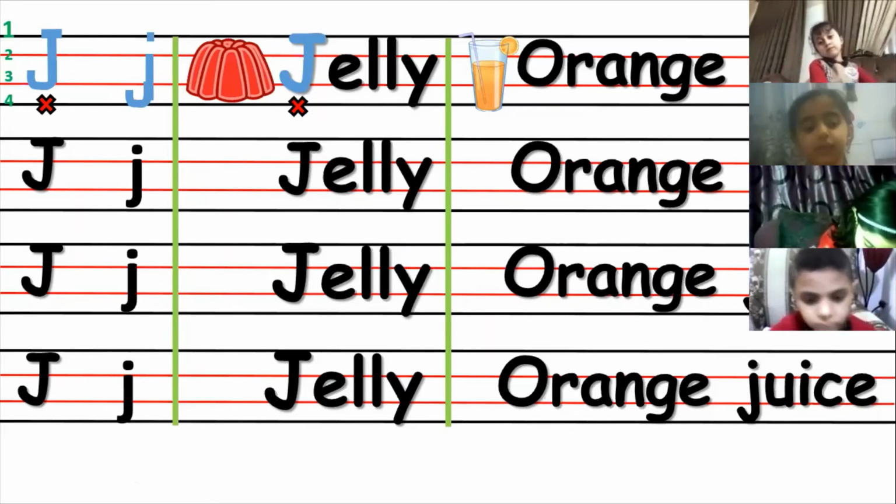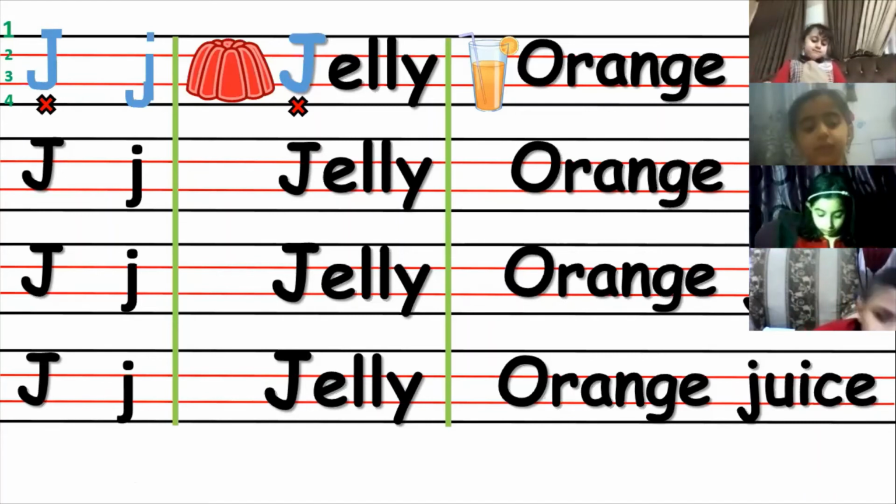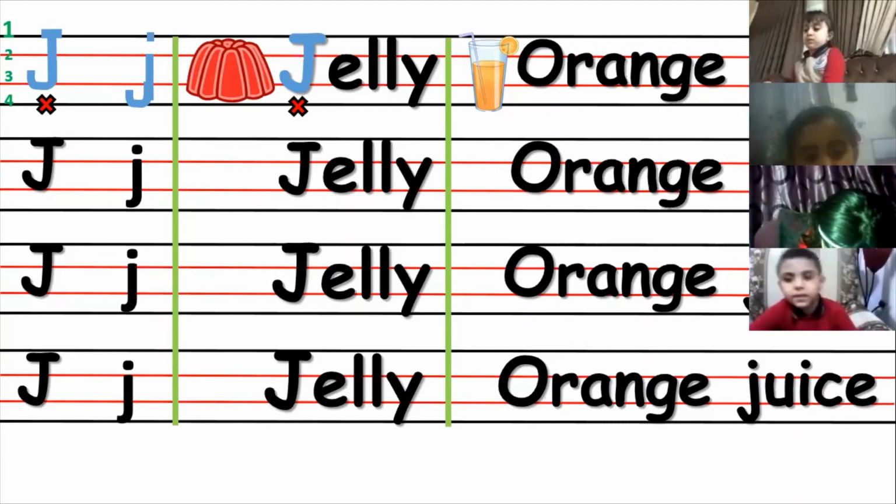For those who have finished, let's review. This is the 10th letter of the English alphabet. Its name is J. Its sound is J. For example, the word jelly. Another example is the word orange juice.